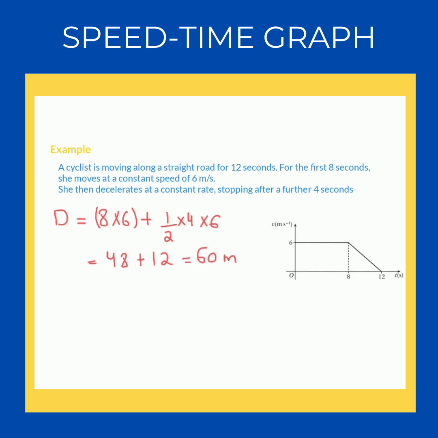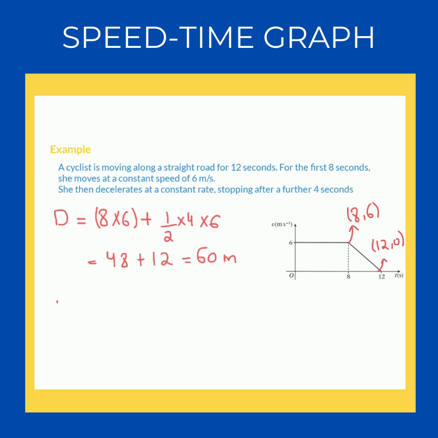Now, if I tell you to find the deceleration of the cyclist from 8 seconds till 12 seconds, the deceleration is simply the gradient. So here, at this point, x is 8 and y is 6, while at this point, x is 12 and y is 0.